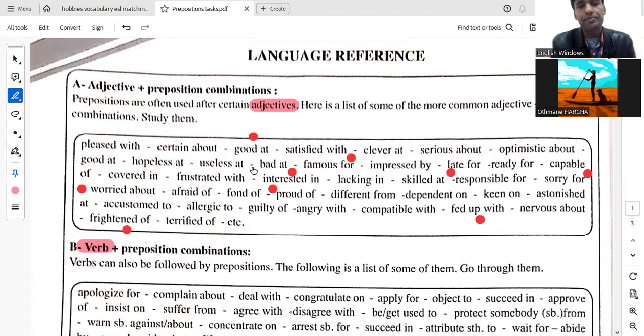Certain about. Yes, certain about. What does that mean?